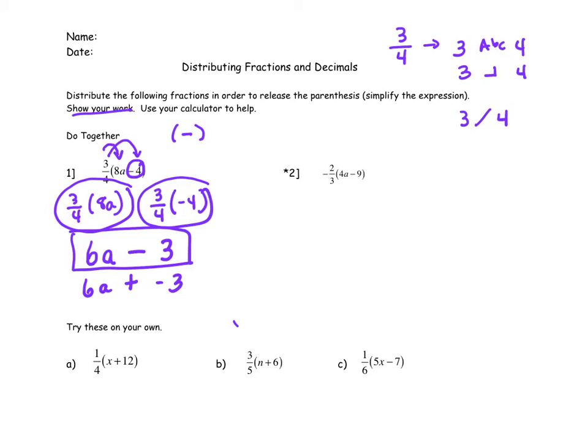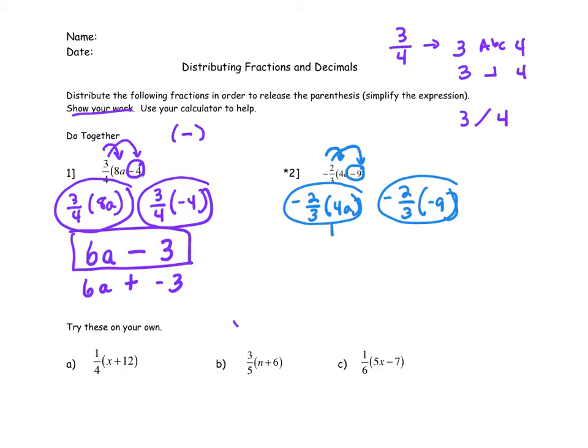This next one is a little bit more challenging. So let's see what we can do. We're going to start out the very same way we did last time. We're going to take -2/3 times 4a. So -2/3 times 4a. That's going to become one term in a minute. Then we go back to -2/3 times -9. That minus is going to serve as a negative. And that's going to become our second term. So we're going to have a term here. We're going to have a term here.